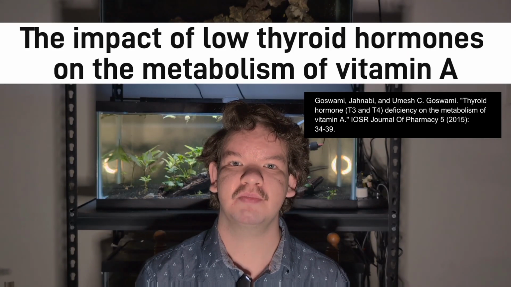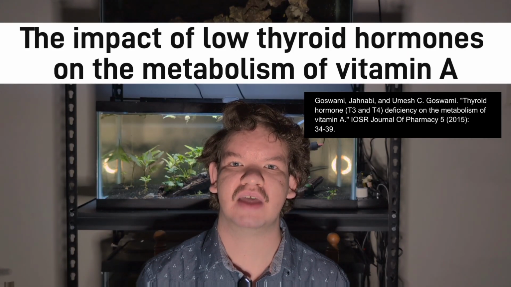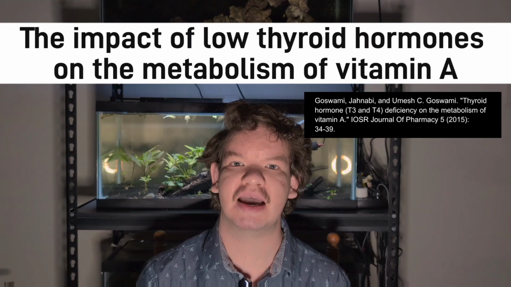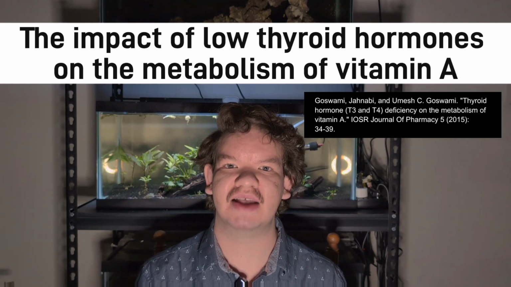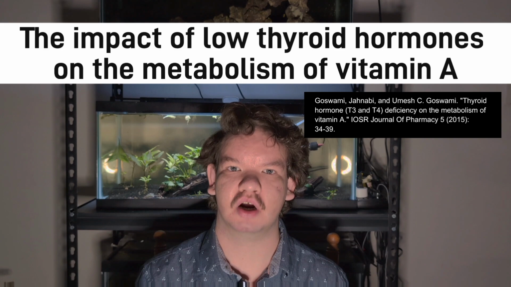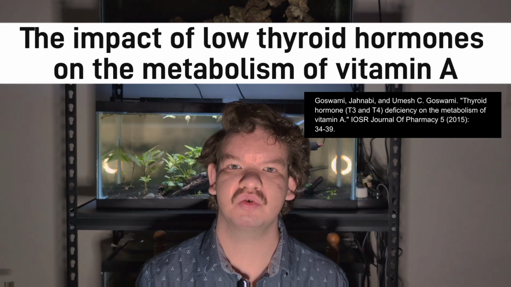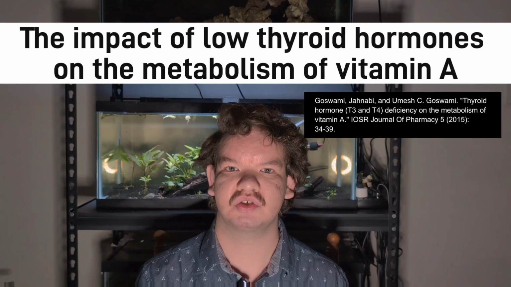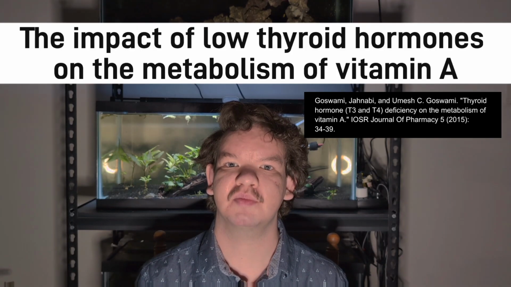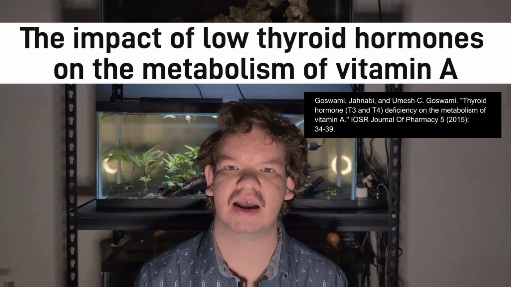Now let's talk about the impact that low T3 and T4 thyroid hormone has on vitamin A metabolism. The study above fed cabbage and thiouracil to grass carp. The reason that they fed grass carp thiouracil is because it's a potent inhibitor of T4 and T3 thyroid hormone. It inhibits these hormones by stopping the absorption and metabolism of iodine, which results in an iodine deficiency in grass carp shortly after the experiment begins.